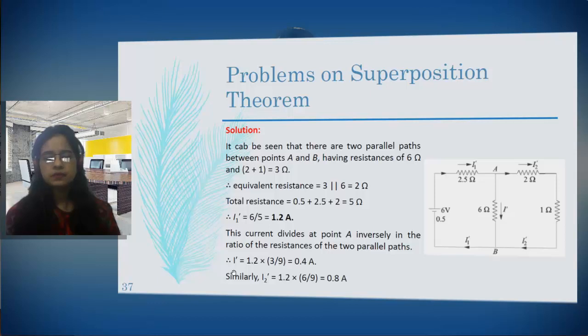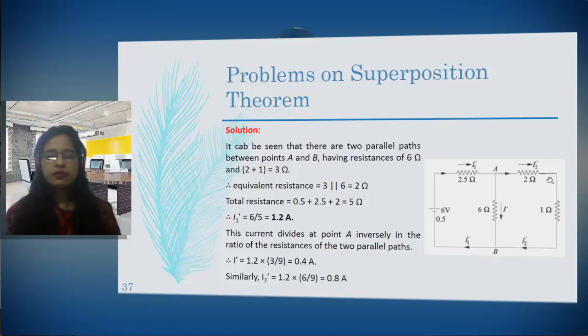I dash is equal to the total current, that is 1.2, into the opposite resistance. If we are finding this current, the opposite resistance will be this. The total current is 1.2, divided by the sum of all the resistances, 9. So it will be 3 by 9, which will give us 0.4 ampere, that is I dash.